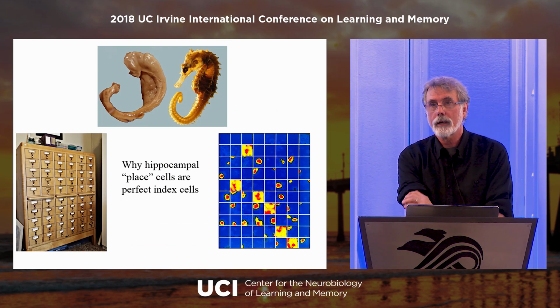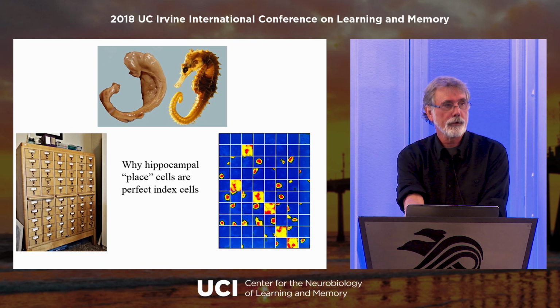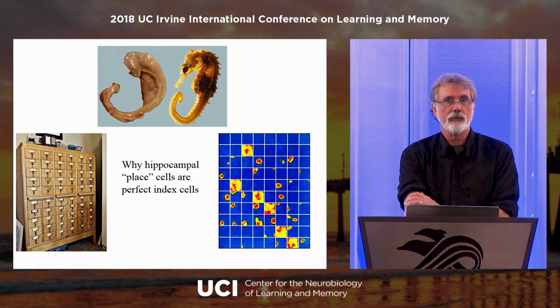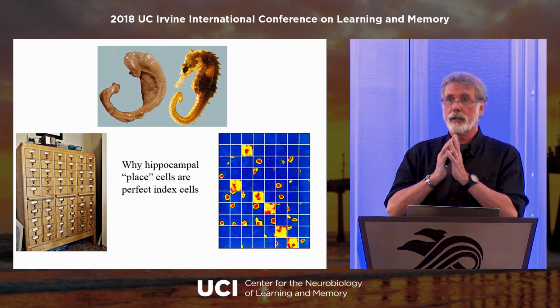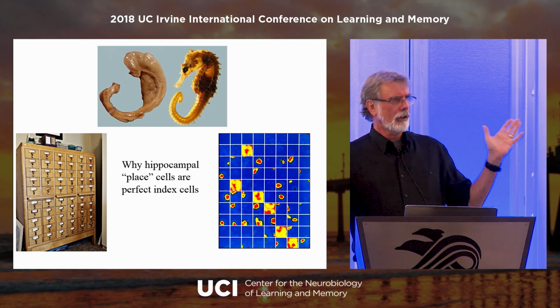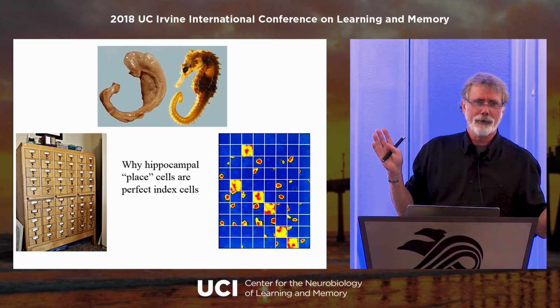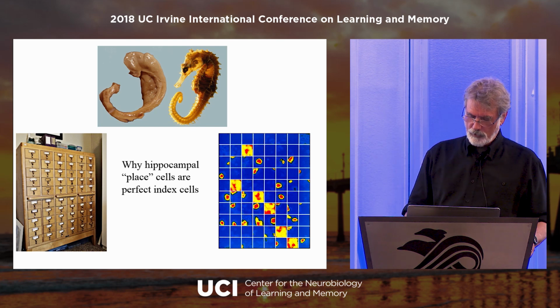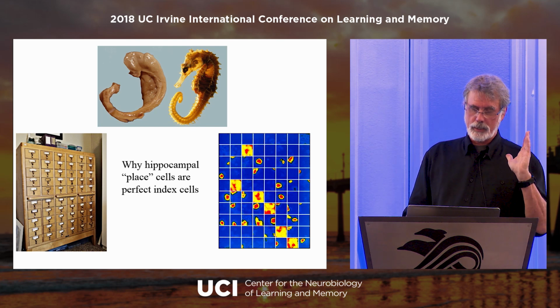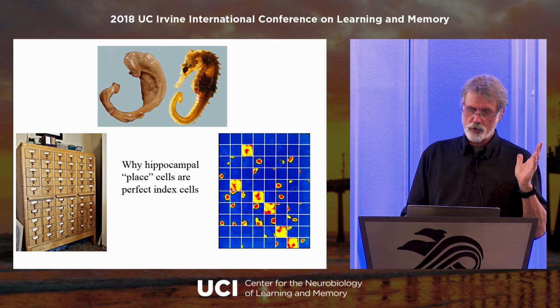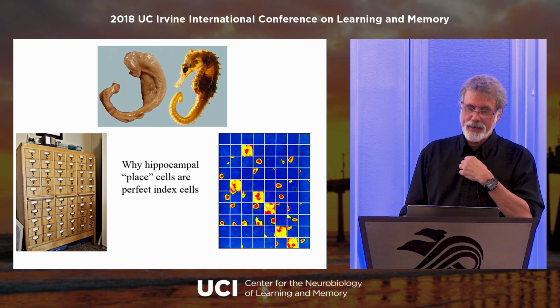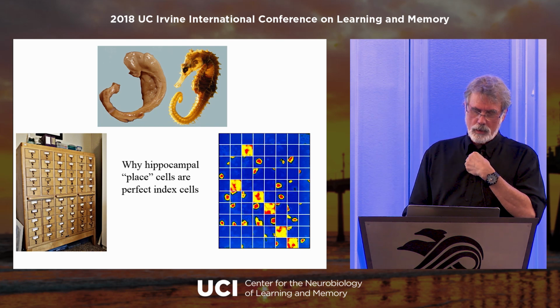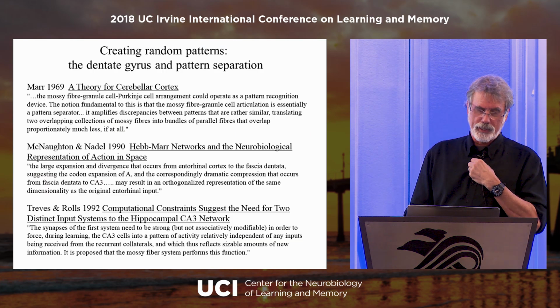So why are hippocampal place cells perfect index cells? This is now the link between the notion that the hippocampus is a spatial, whatever that is, analyzer, and that it plays a role as fundamental in generating semantic knowledge. And so let's just go through some of the attributes of hippocampal place cells.